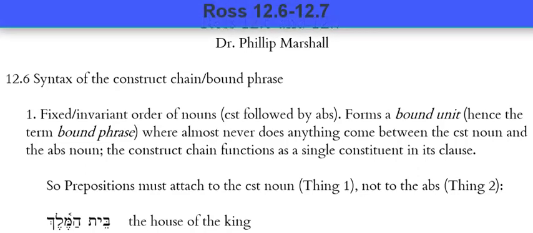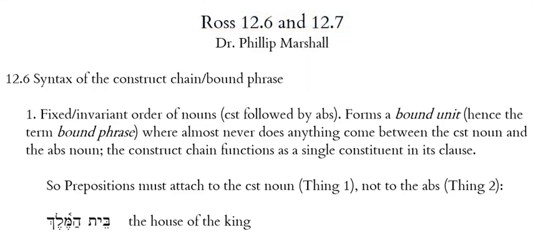Okay, so here we're going to try to wrap up the last part of this chapter, and we're going to cover Ross chapter 12, points 6 and 7. This is on Ross pages 103, 104, and 105.